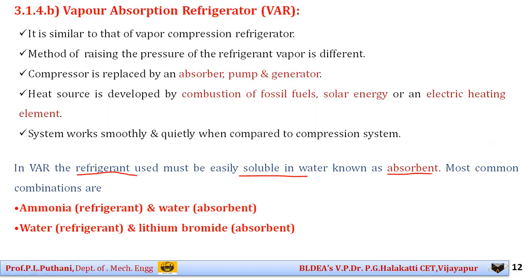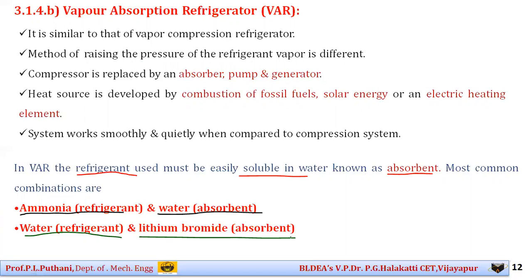For vapor absorption refrigerators, we use two types of combinations. The first combination you can see on the screen: if you are using ammonia as a refrigerant, then water is the absorbent. The second combination is, if I use water as a refrigerant, students, then the absorbent becomes lithium bromide.